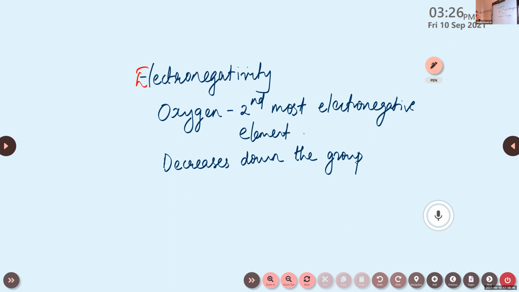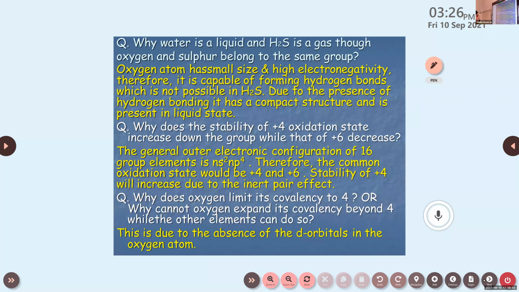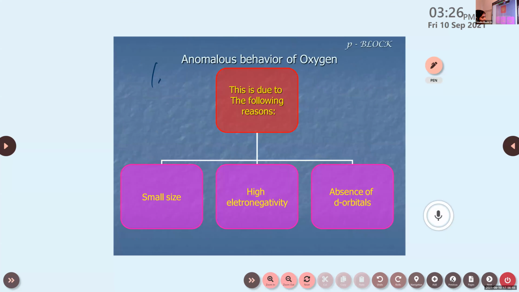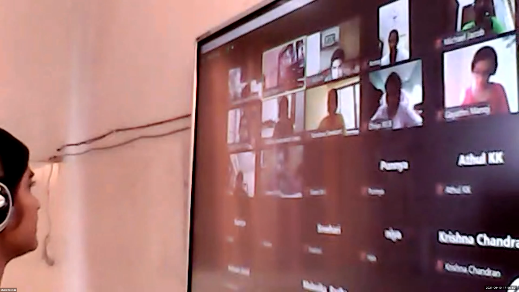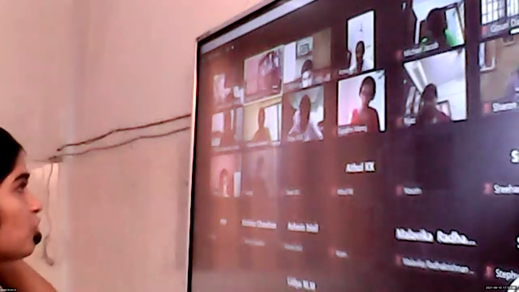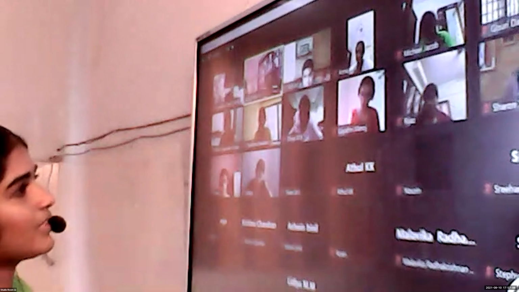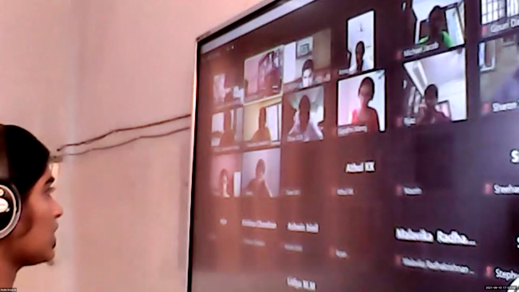All these elements exhibit allotropy. What is allotropy, children? Can exist in different forms. Very good. Can exist in different forms, right? So all the elements present in group 16 can exist in different forms.